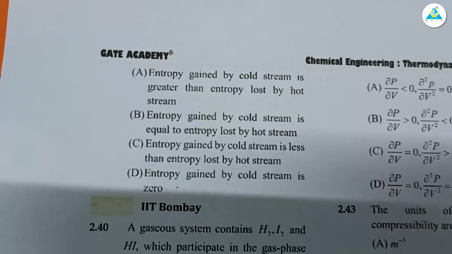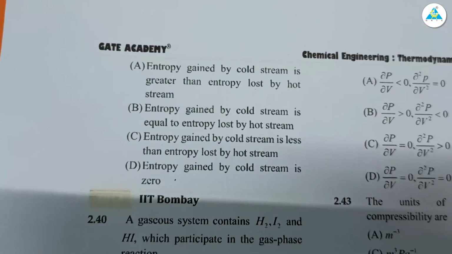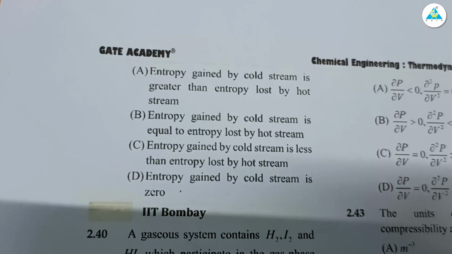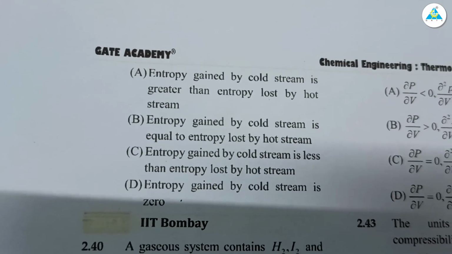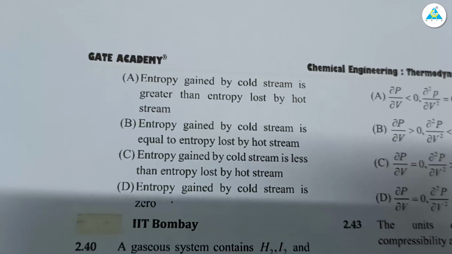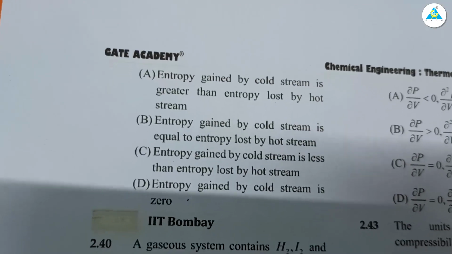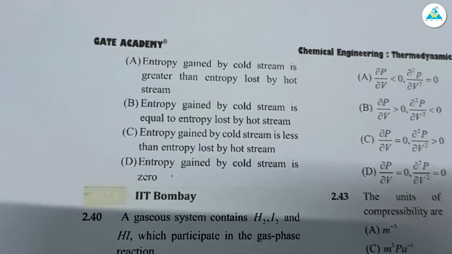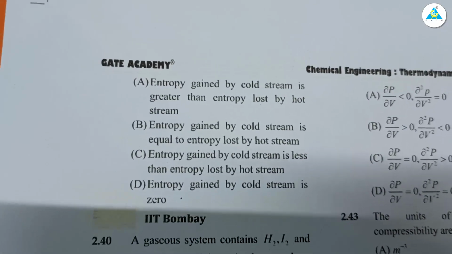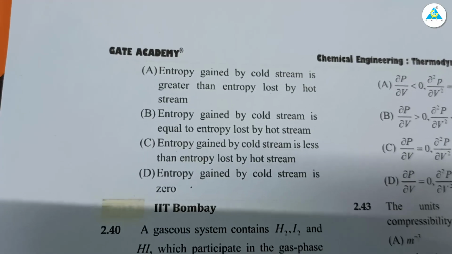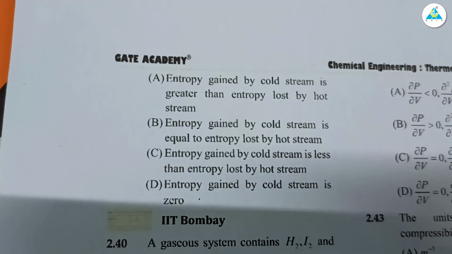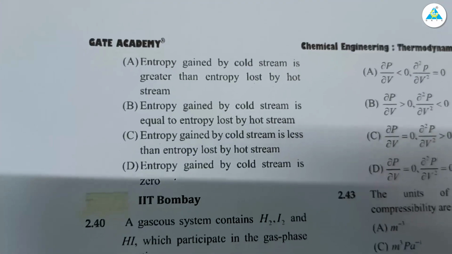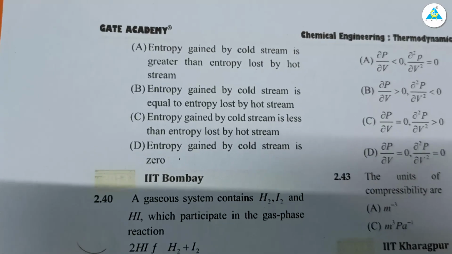So we have already discussed the same type of question previously, right? So I hope you got the answer, right? So always the total entropy should increase, right? So always the entropy gained by the cold stream will be greater than the entropy lost by the hot stream, right? So when there is a heat loss from the hot stream, the entropy of the hot stream will decrease. Okay, so entropy lost by the hot stream. When there is a heat transfer, the cold stream will be gaining some entropy. So total entropy is increasing. So option A is correct. Clear? So I hope all of you got the answer.